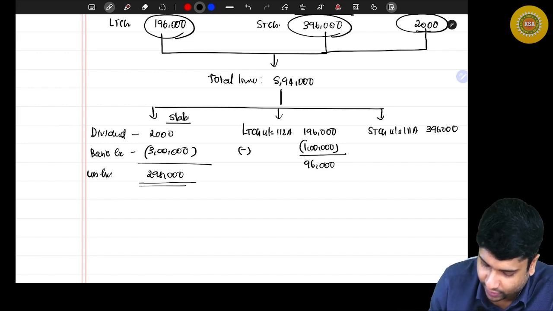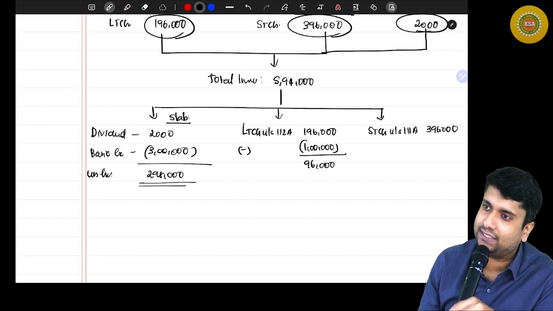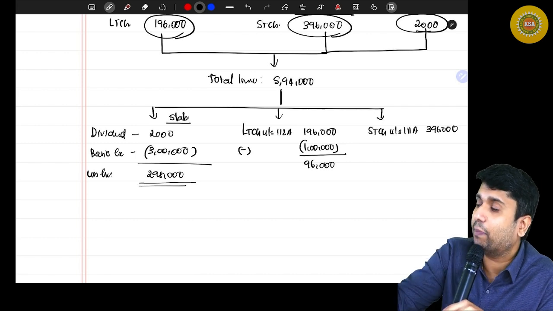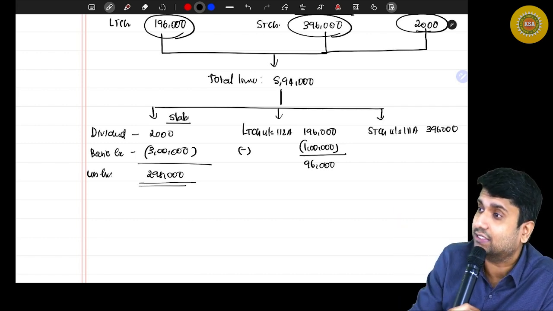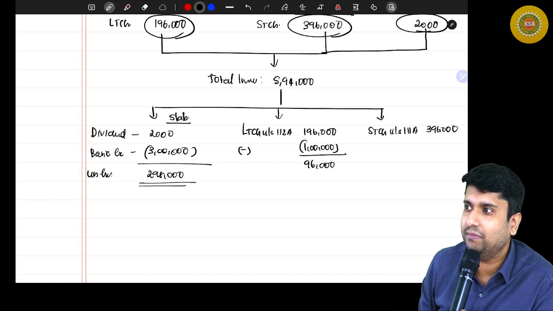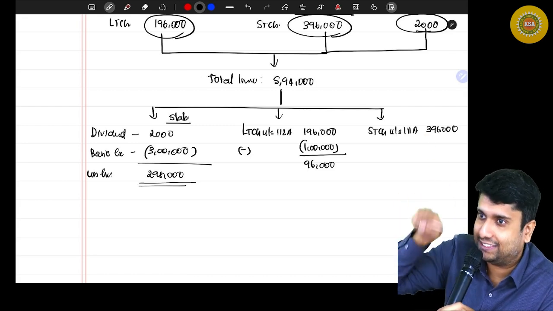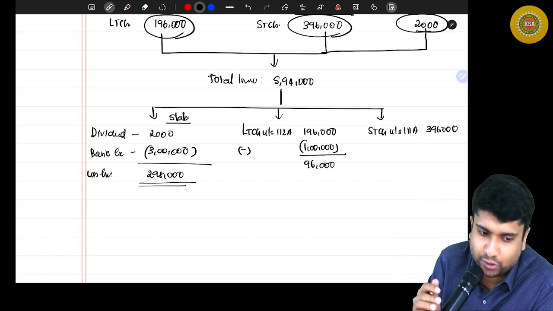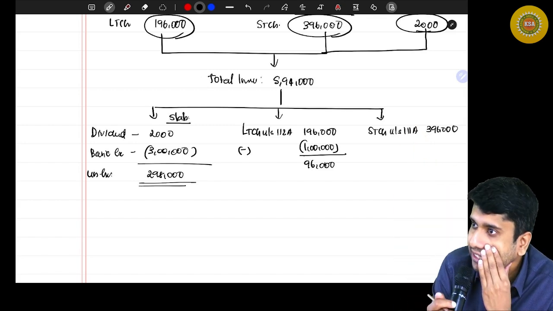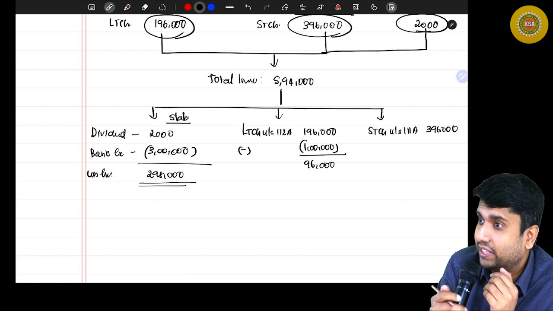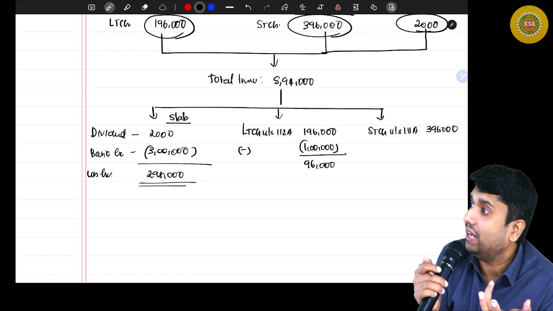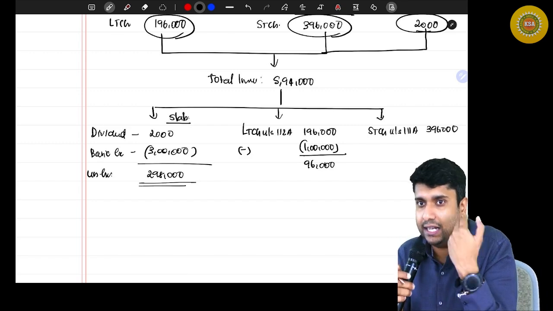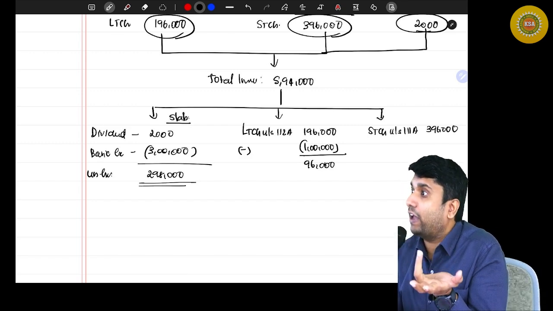Now let me ask you one question. You can adjust unexhausted basic exemption limit with both long-term and short-term. But we should have the priority from which you have to adjust it first. Short-term. Why short-term? Rate is 15. If you adjust it with the short-term, your overall tax liability will be less. This is called beneficial construction. If the position is not clear in the act, then you can take an interpretation that is most favorable to the assessee.